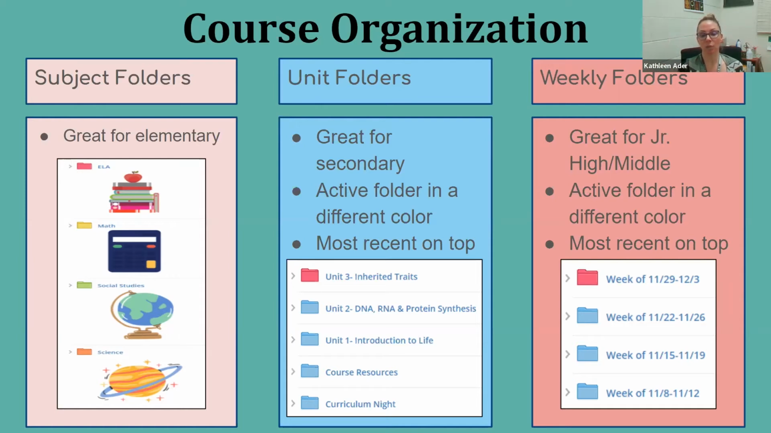And then on the far right, you'll see what it might look like to do weekly folders. This can be great for junior or middle high school. Again, I recommend the active folder in a different color, and again having the most recent on top. What I also love is that you can meld all three of these ideas, because you may have a higher level of organization, maybe by subject, and then within that you're doing unit or even month, and then you're nesting it even further down using those weekly folders. And so again, as a classroom teacher, you know what fits your students' needs the best and can think about what that might look like.